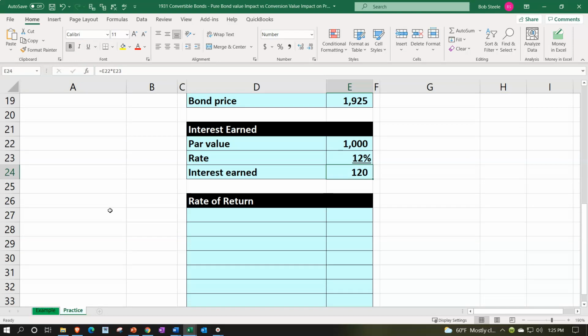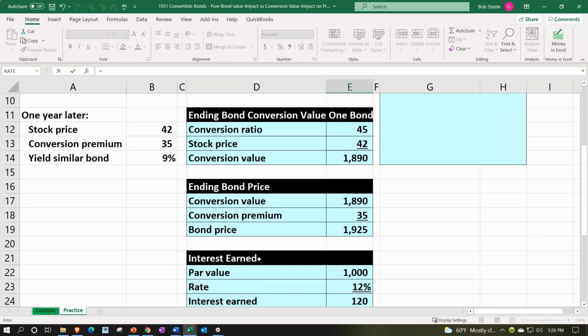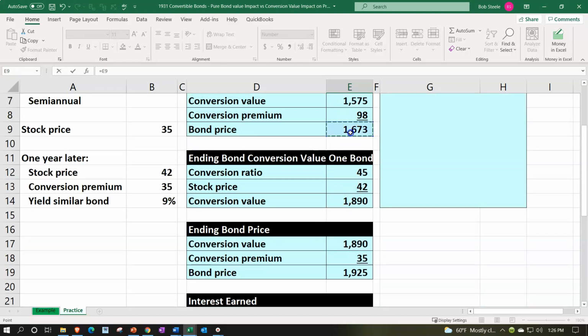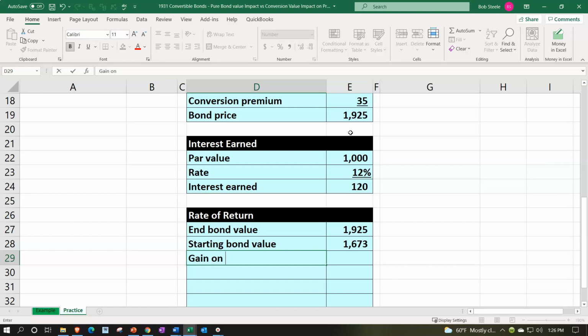So then we can think about our rate of return then, which would be the ending bond value. Let's say end bond value, which would be equal to, we calculated the 1,925 minus the starting bond value, or the cost, which would be equal to, we calculated that to be the 1,673 bond price up top. The difference between the two would be our gain on the bond, subtracting them out, font group and underline.